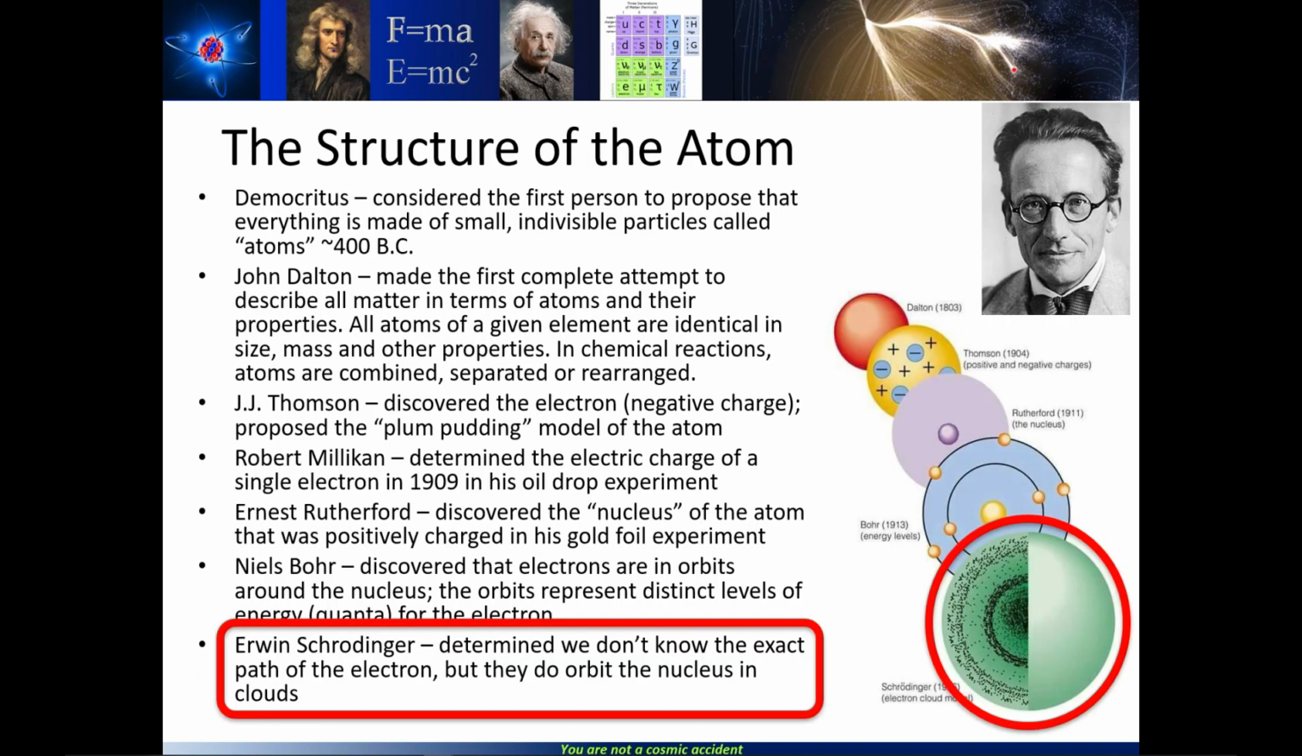Okay, last step on our tour of the atomic model, the structure of the atom, is with Mr. Erwin Schrödinger. He figured out that yes, these electrons are in these orbits, but we never really know exactly where they are. They're kind of in these clouds. And so that's our current understanding of the structure of the atom.